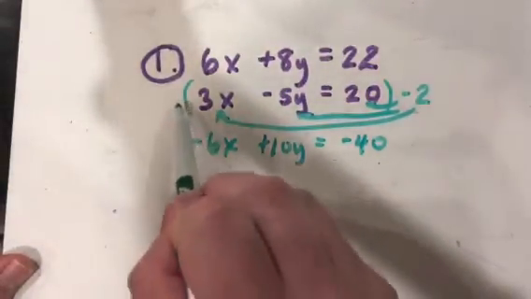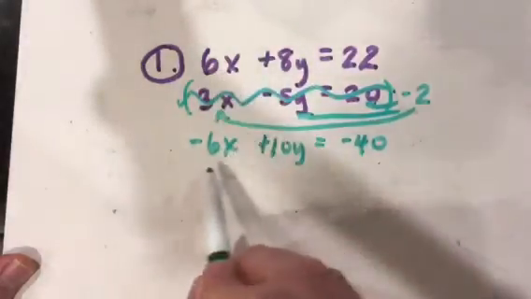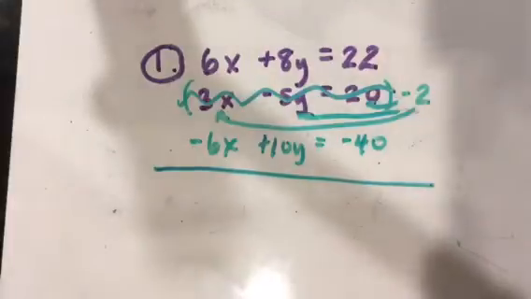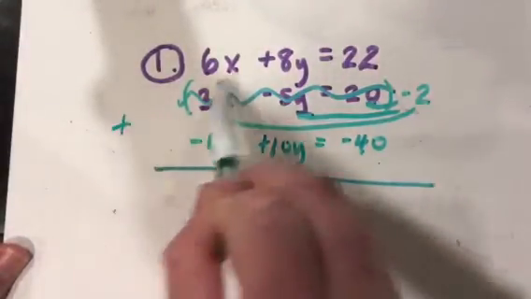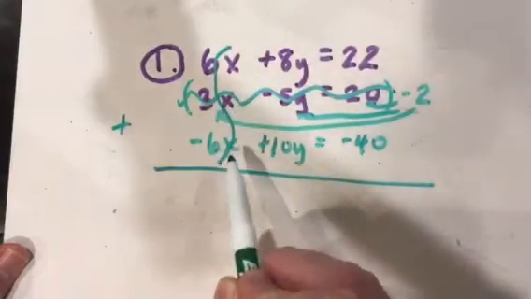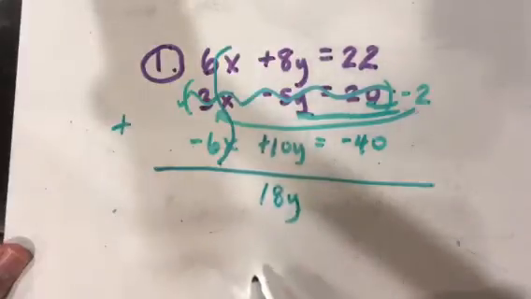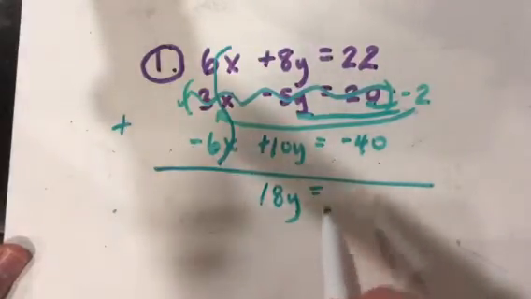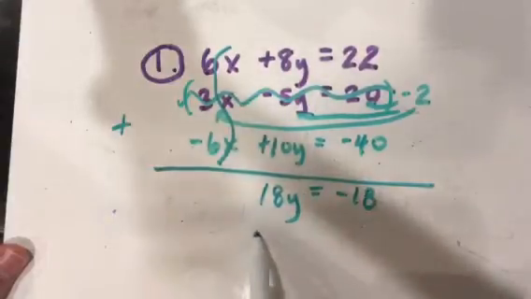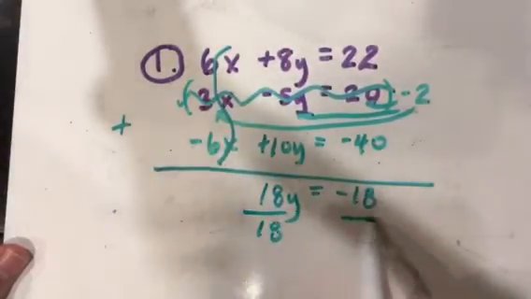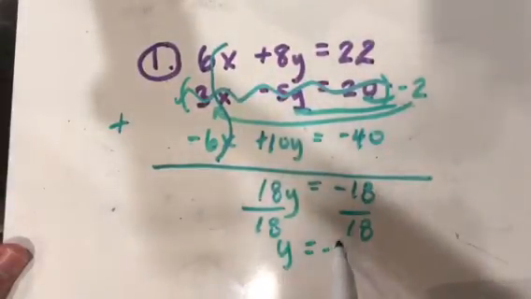Alright, so I'm going to take this equation away for a minute so we can focus on the top and the bottom. We're going to add so that the 6x and the -6x eliminate. So we're adding these equations. 6x and -6x is gone. 8y and 10y is 18y. 22 and -40 is -18. And now we've got that one variable equation that's easy to solve. Divide by 18, y equals -1.